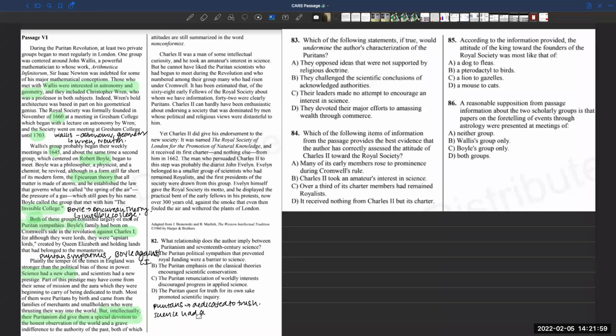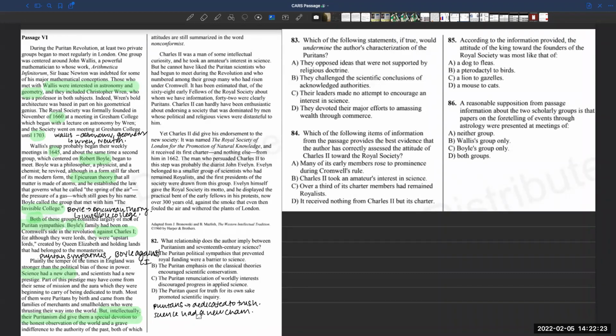Do I care as much about this whole thing? Part of the prestige came from the mission and aura that they were dedicated to the truth. Like all of that right there. Should I highlight that? Probably not, because it's kind of saying the exact same thing that we just highlighted, right? Intellectually, their Puritanism did give them a special devotion to the truth.